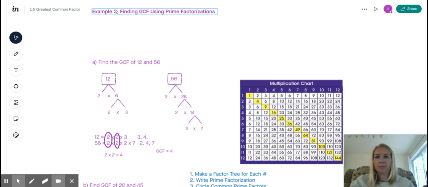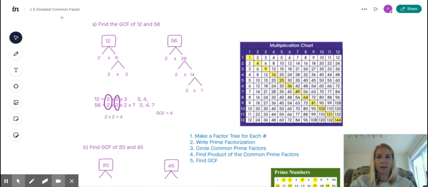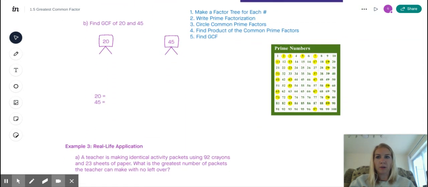All right, let's finish up example 2, finding greatest common factor using prime factorizations. And this is still chapter 1, section 5, greatest common factor. And we're going to do part B, find greatest common factor of 20 and 45. So step 1, make a factor tree for each number.